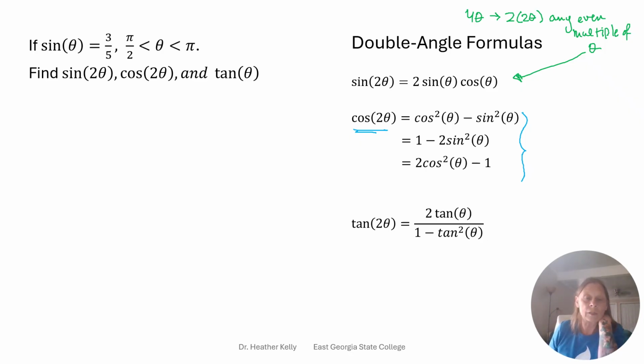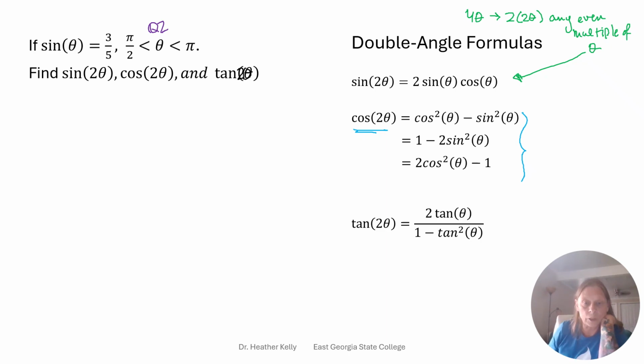So let's look over here to the left. I've got us an example here, and it says if sine theta is 3/5 in the quadrant between pi over 2 and pi, which is quadrant 2, which sine is positive in quadrant 2, find sine of 2 theta, cosine of 2 theta, and tan of, oh, I see, I made a mistake here. This should be tan of 2 theta. Sorry. Okay, let's keep on going here.